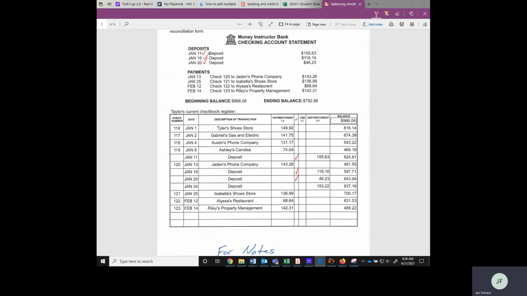Now that's all the deposits on my bank statement, but I have one more deposit on my check register. You don't have to do this, but what I always did was put a circle, meaning that's missing from the bank statement. It just kind of caught my attention.